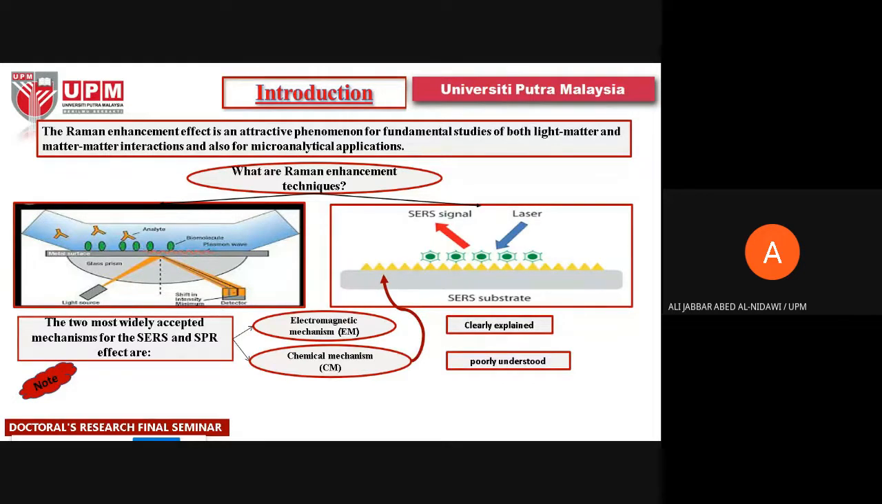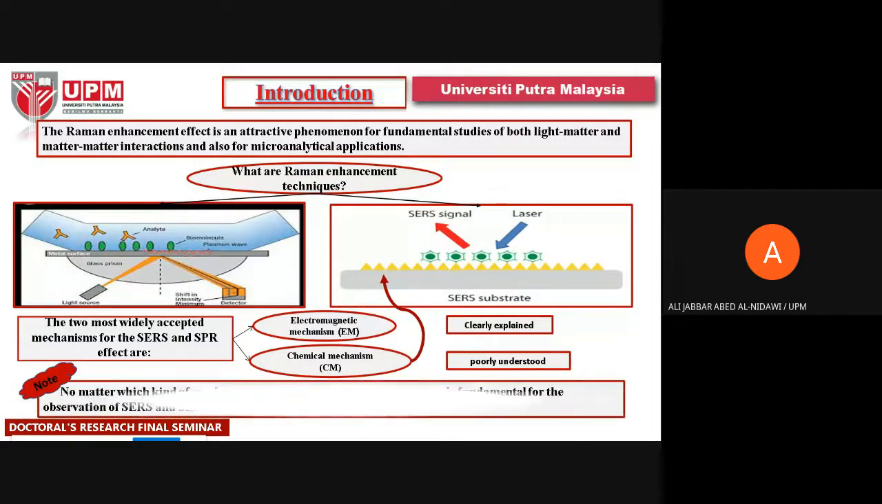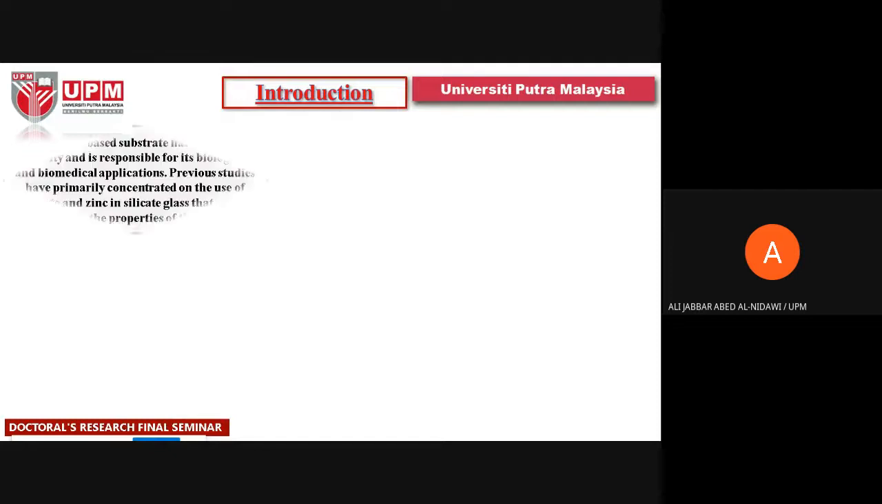Surface-enhanced Raman spectroscopy is a surface-sensitive technique that enhances Raman scattering by molecules adsorbed on rough metal surfaces or by nanostructures such as plasmonic nanoparticles. No matter which kind of mechanism is operative, the substrate is obviously fundamental for surface-enhanced Raman spectroscopy and surface plasmon resonance enhancement.